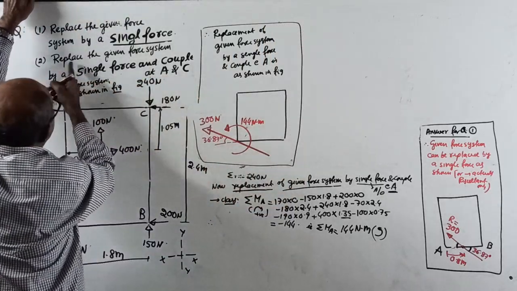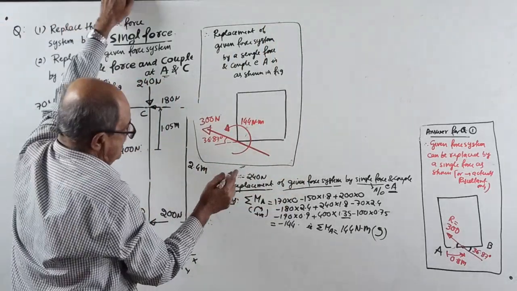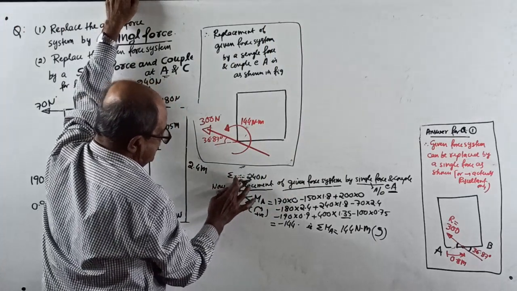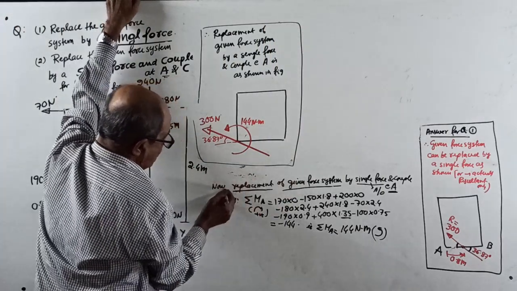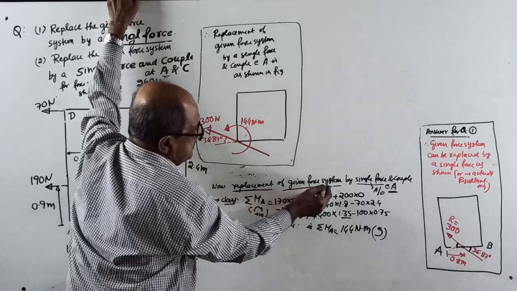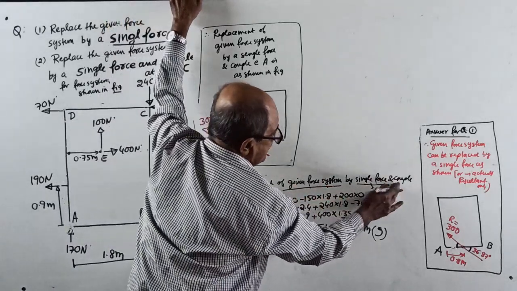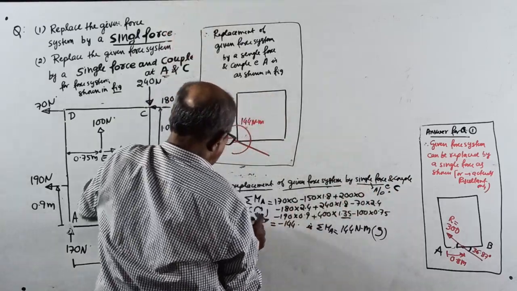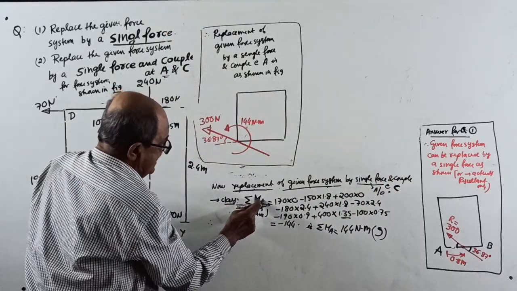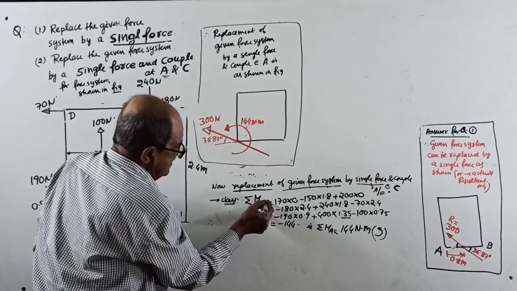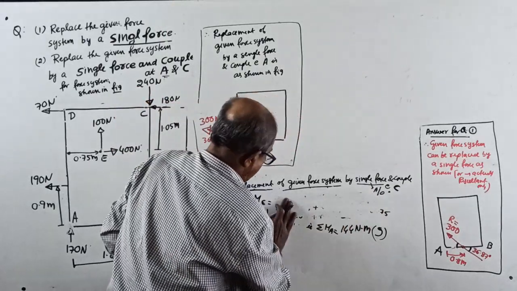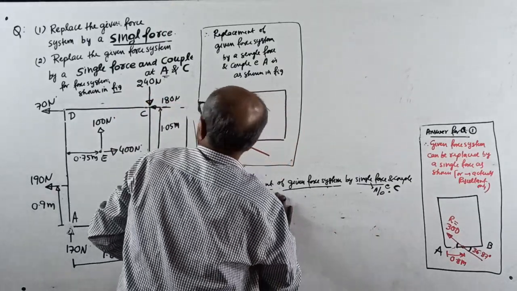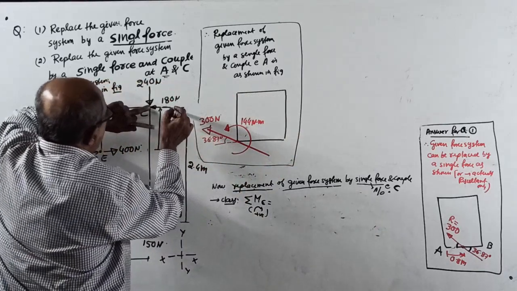Second question, replacement at C. Now replacement of given force system by a single force and couple. One more point, C. Single force already over. Now you require the couple. Find moment about C. This I remove now. Moment about C, start from here.